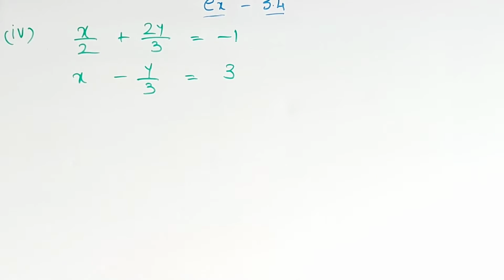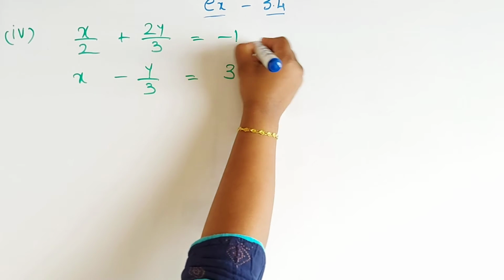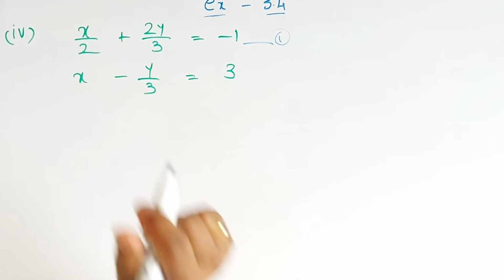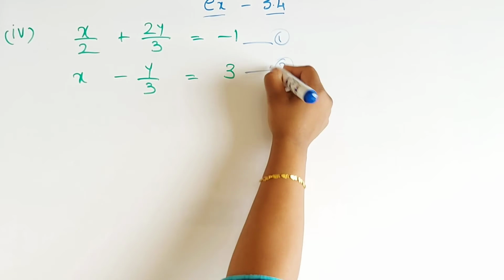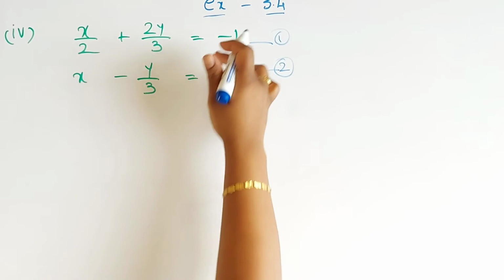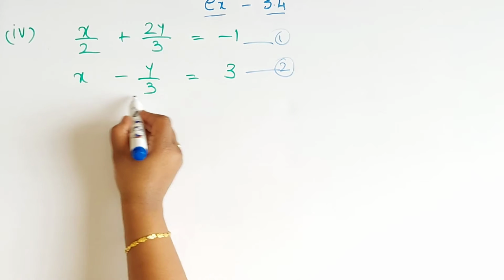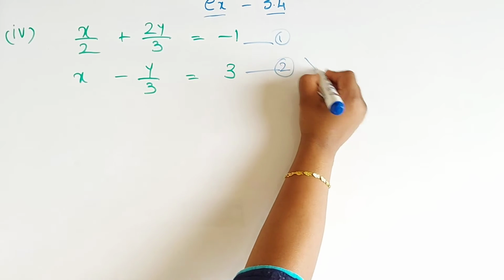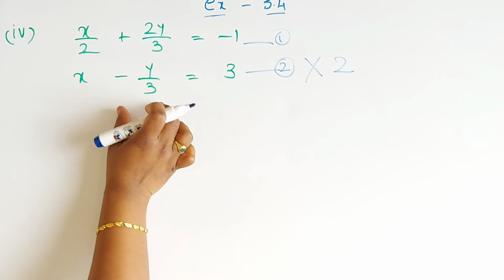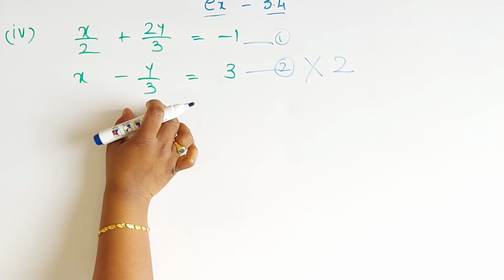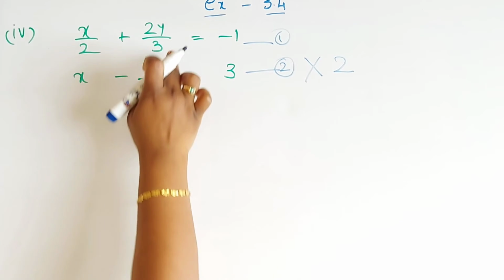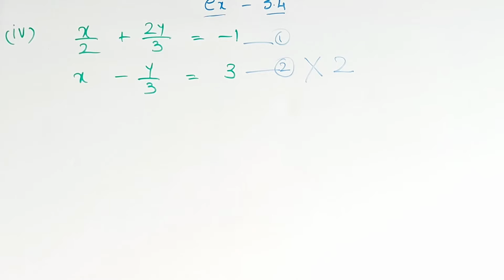Fourth one, x/2 + 2y/3 = -1, is the first equation. x - y/3 = 3 is the second equation, children. Now see, can we eliminate any term by adding or subtracting? No. Here we can multiply the second equation by 2, children. Then we will get 2y/3 - 2y/3 so that we can eliminate the second term. Right children? So let us start.